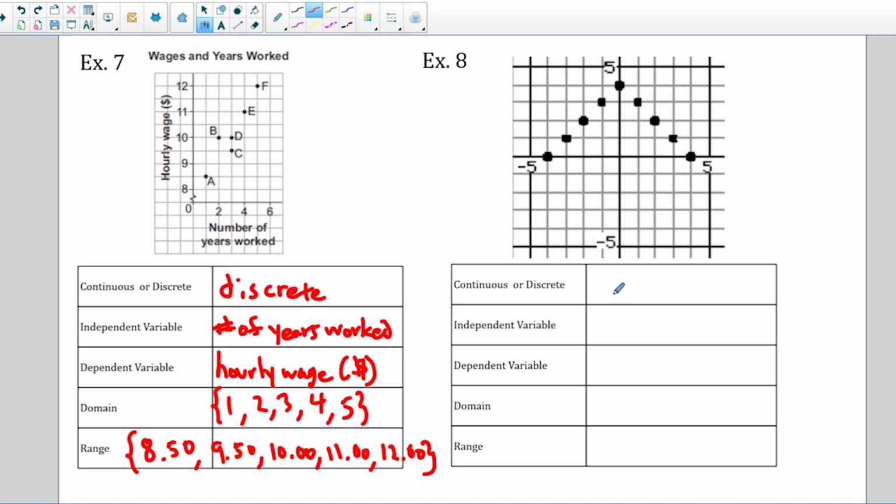For example number 8, if we look at continuous versus discrete, we can see here there's no context. We're just looking at points on a graph. So we are looking at discrete data. Independent variable will be x, dependent is y because we don't have any context. Your domain, we're looking at all of your possible x values. So we can see here, starting at -4, we also have -3, -2, -1, 0, and so on. So I'm going to go ahead and list all of those values.